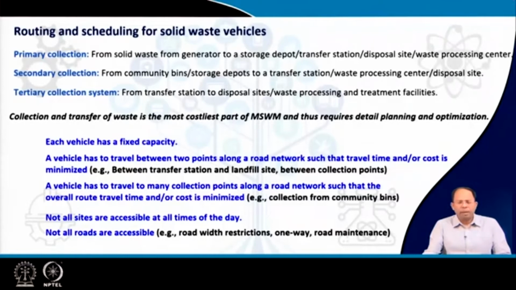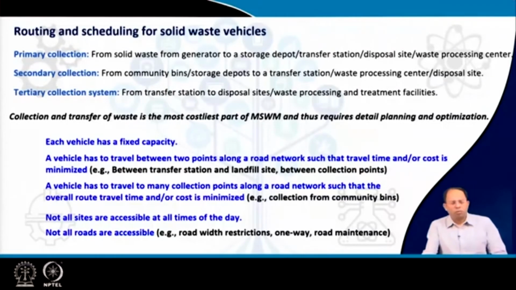But sometimes it may happen that even in primary collection, for example yard waste or maybe even construction and demolition waste, it may be directly collected by some vehicle and taken to the final waste processing center or the disposal site as well. So, there are different varieties of it, but primary collection usually means the collection system that starts with the generator and it may end either at the storage depot or at the transfer station or disposal site or even at the waste processing center.